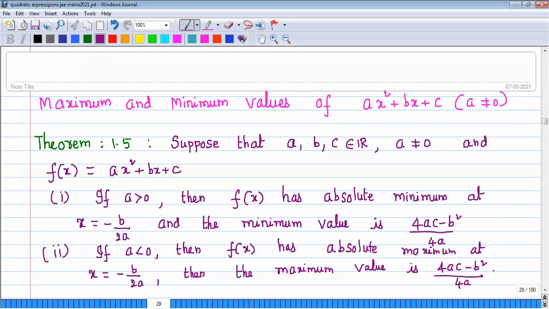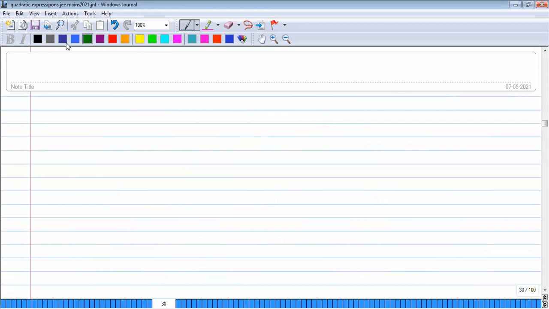Whose minimum or maximum value formula will not change. That remains the same, 4ac minus b square by 4a only. But accordingly, as a greater than 0 or a less than 0, we term it as minimum or maximum. When a greater than 0, the same 4ac minus b square by 4a becomes the minimum. When a less than 0, 4ac minus b square by 4a becomes the maximum. You remember that. So let us proceed for the proof now.